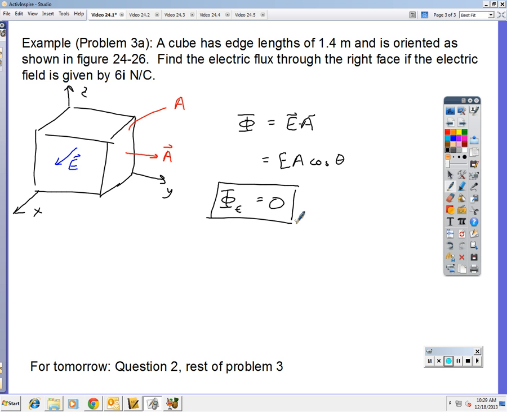Another way of thinking about it, the electric field is like that. You have some field lines that are on the right side of the surface, and they stay on the right side of the surface. Other field lines are on the left side of the surface, and they stay on the left side of the surface. No field lines actually go through that side of the cube, so the flux through that face is going to be 0. Tomorrow I'll be checking the rest of that problem, as well as question number 2.